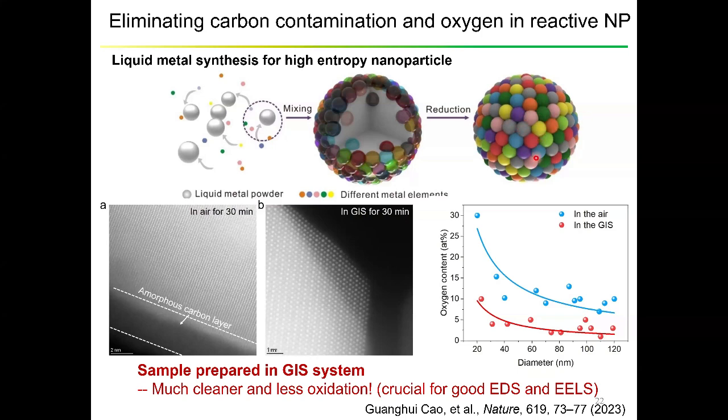Once exposed to air, the surface will absorb a lot of hydrocarbon. So we did a control experiment. If we put this high entropy nanoparticle in air for 30 minutes, there's a thick amorphous carbon layer on top, so that we cannot do good EDS or EELS or any imaging with good signals. However, if we do the whole experiment in the GIS, we can see there's no carbon deposition on the surface, and the surface is very clean.